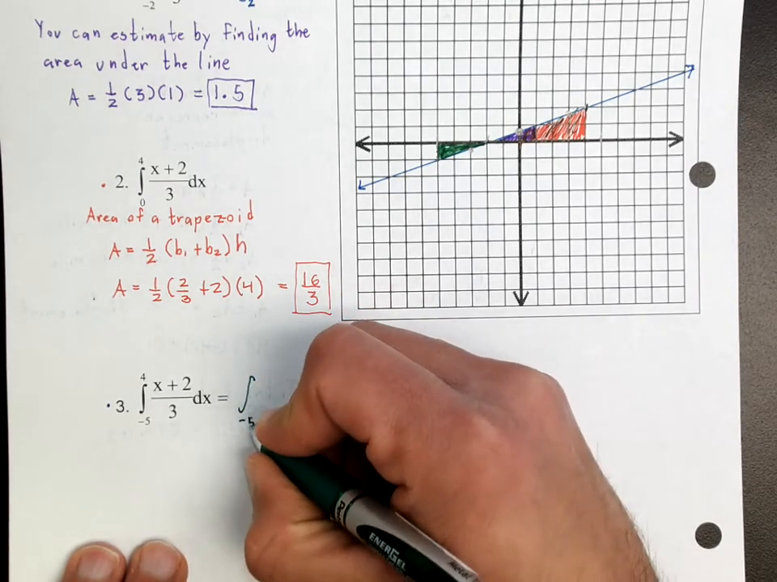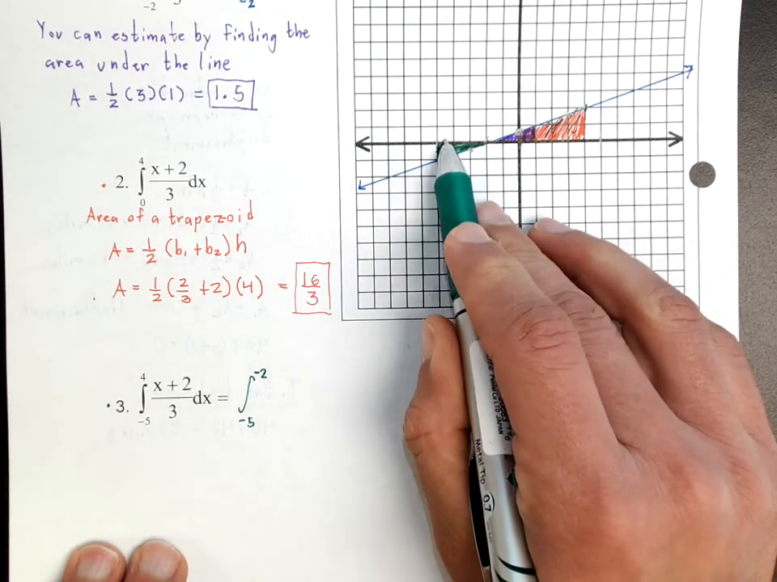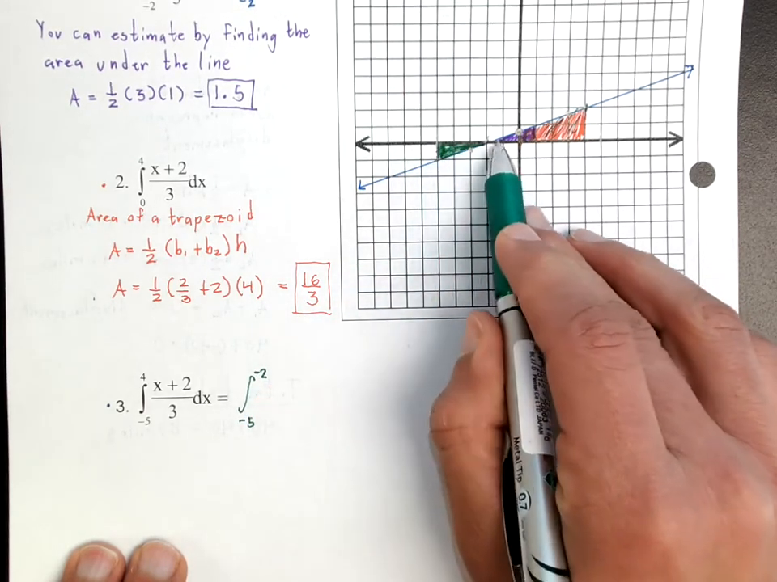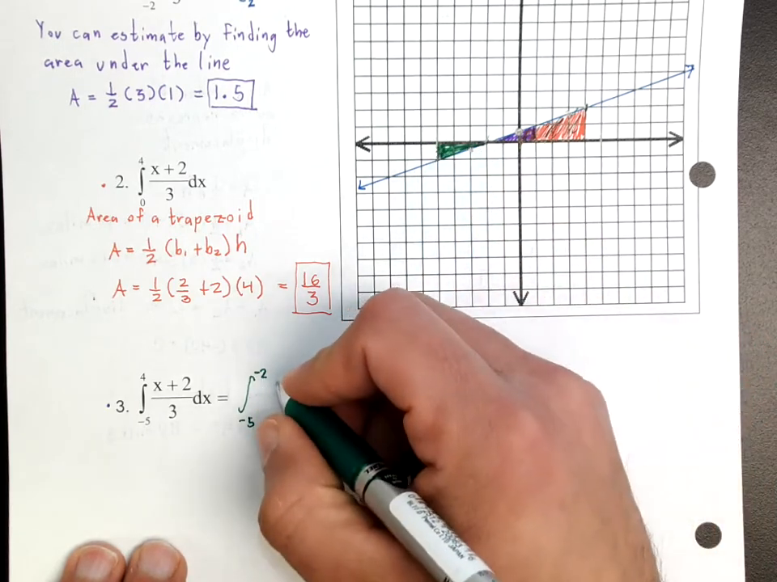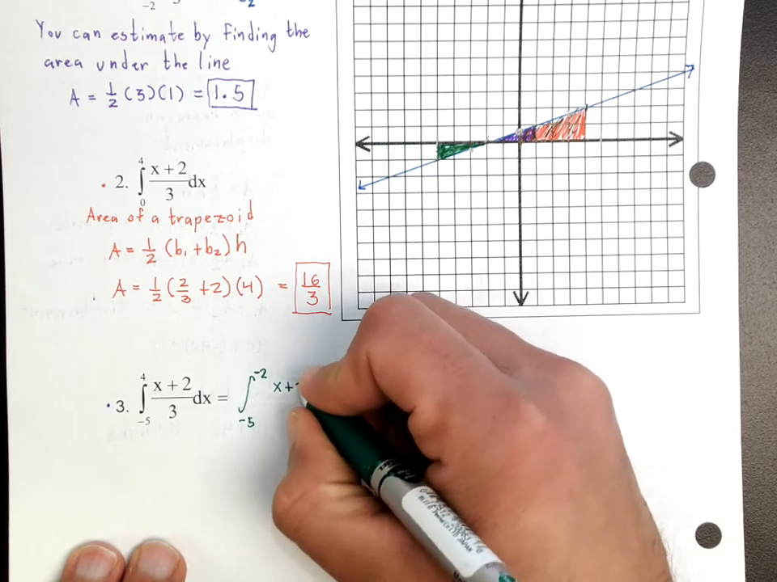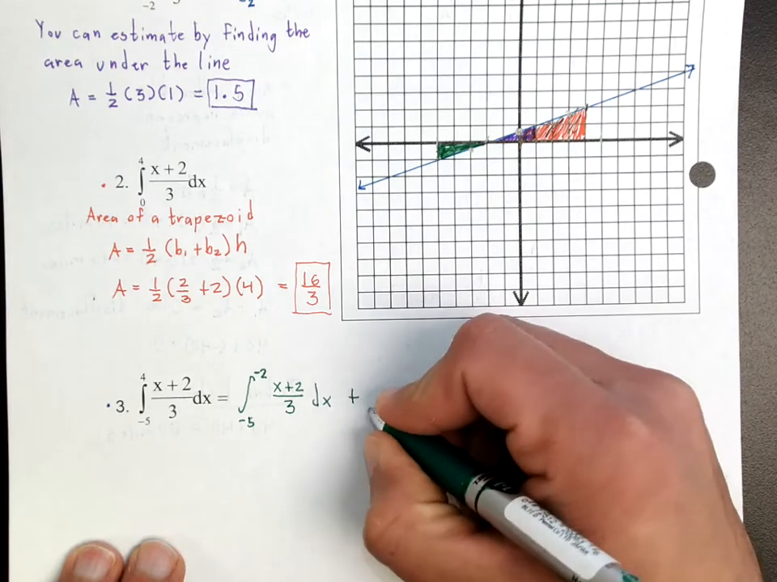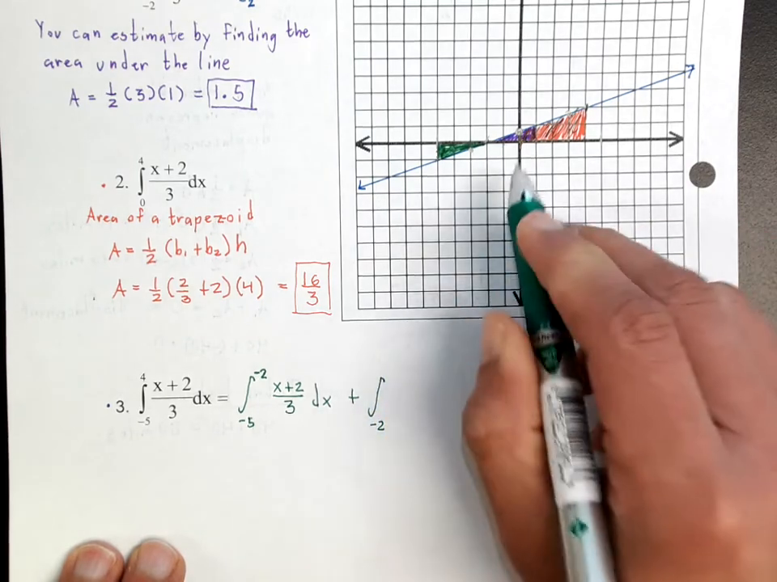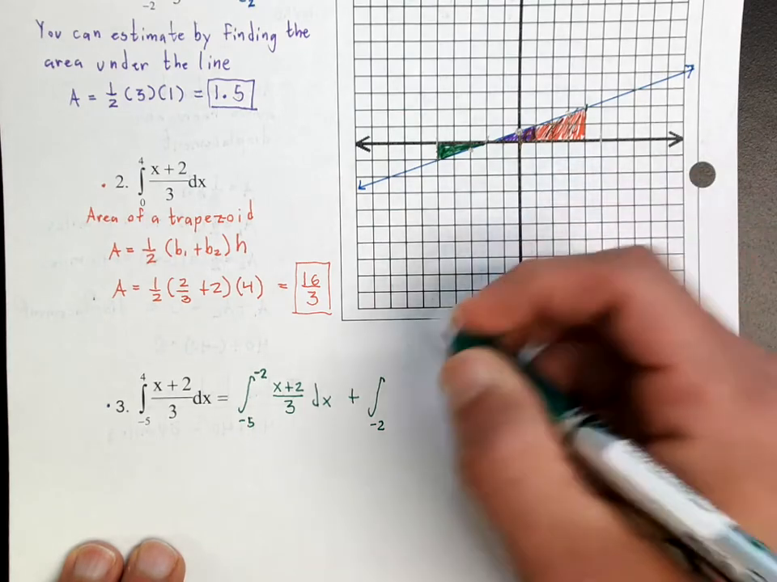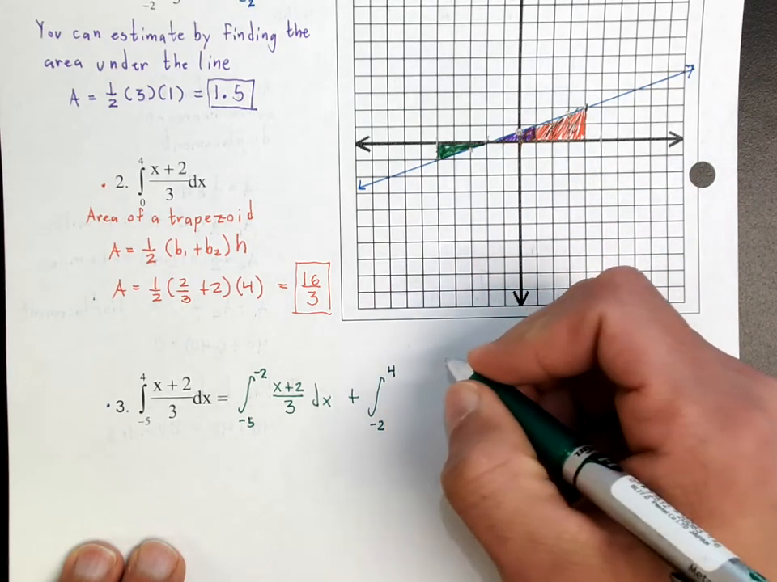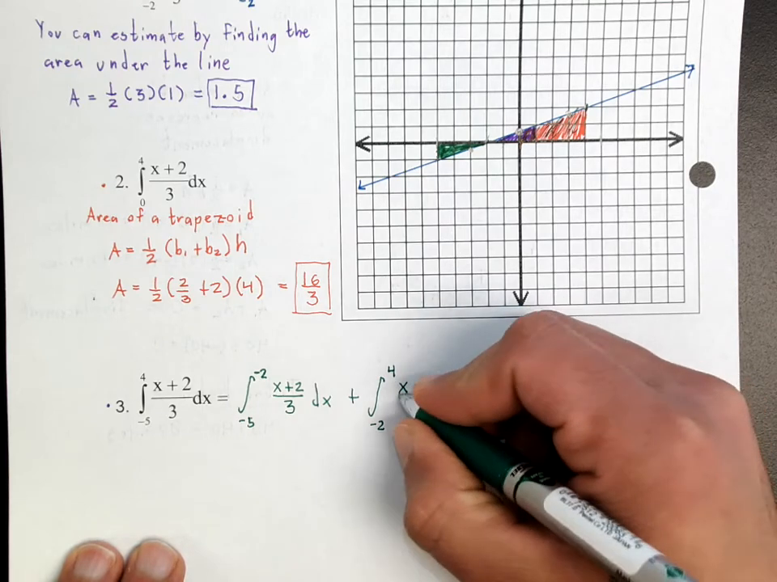We have between -5 and -2. Again, I chose that because that's going to be easier for me. This is -5 and that's -2 right here, and that's going to give me this little triangle over the same exact curve, or line in this case. We're going to add that. Now we're going to go between -2 and +4, which is right here. Okay, so we have between -2 and +4. And that way we can just do two triangles.